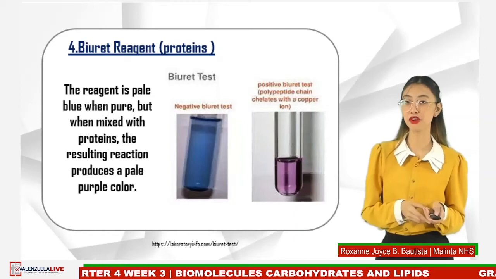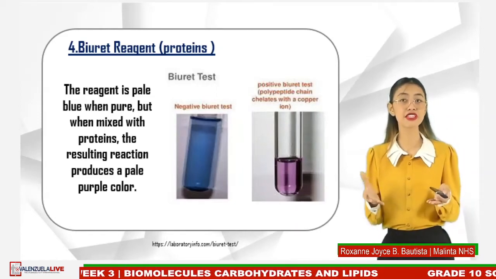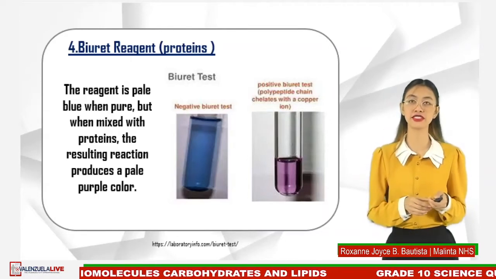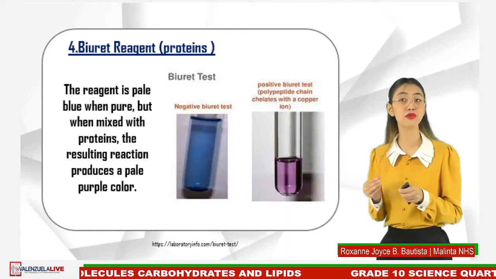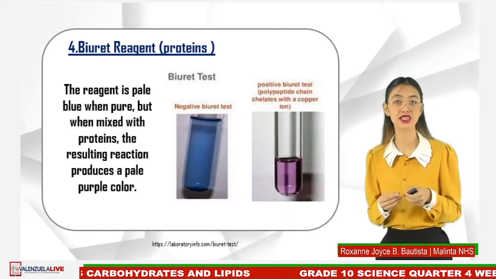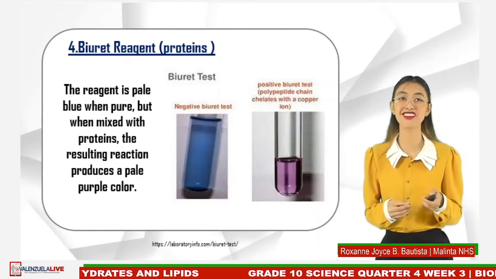And for number 4, we have biuret reagent. So we use biuret reagent to detect the presence of proteins in the solution. The reagent is pale blue when pure, remember? But when mixed with proteins, the resulting reaction produces a pale purple color.